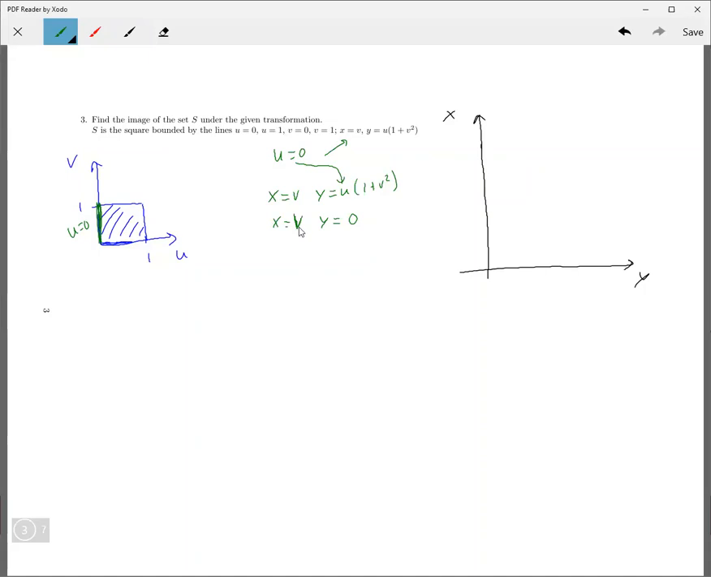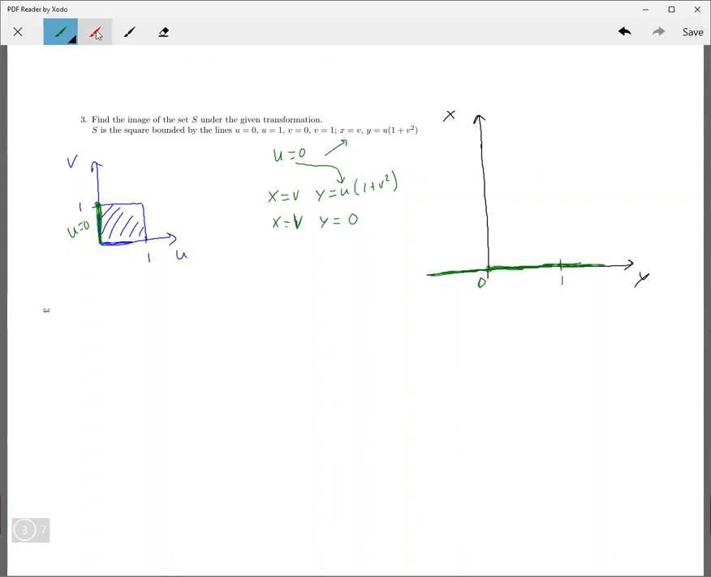So that means that this is going to be here. It's going to be this horizontal line here, because X can be anything, whatever value V is, but Y has to be 0. So it's this horizontal line. Now, if I go from here to here, then V has to go from 0 to 1.